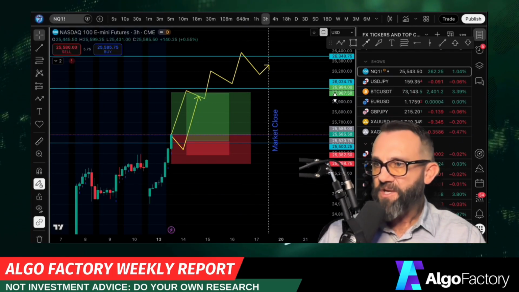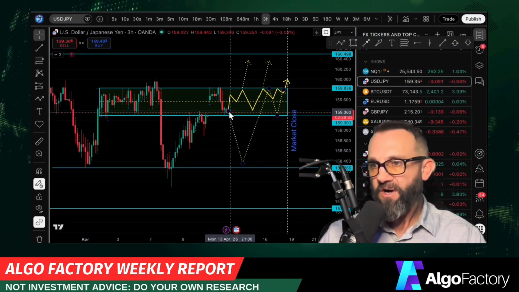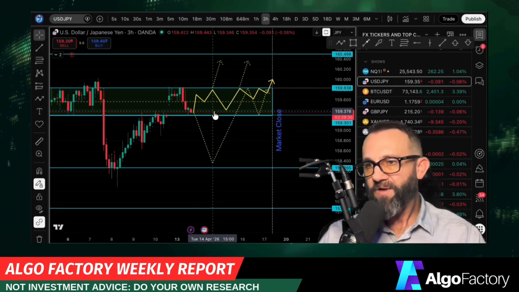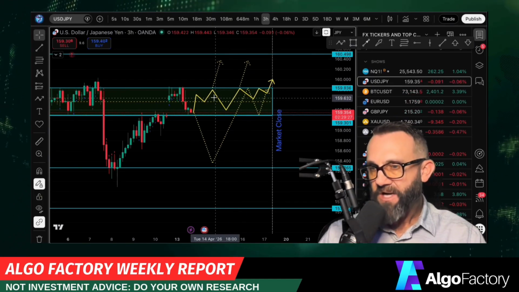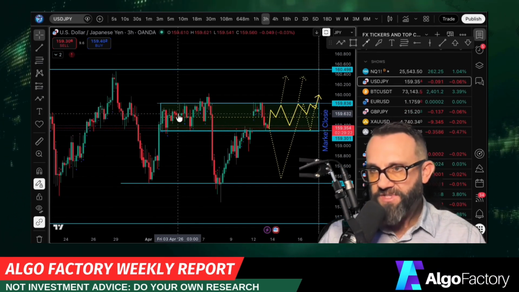Let's take a look at USDJPY. Now this one is really tricky. You see I've got a lot of lines on the chart, and if you draw enough lines, you're going to be right at some point. It's not really a way to forecast. My main forecast is sideways. I think this is going to be range bound until it's not. And that's what's tricky about range bound. You don't know how it's going to break up or down.